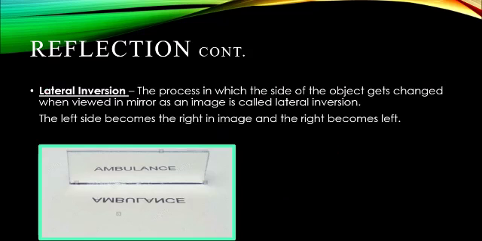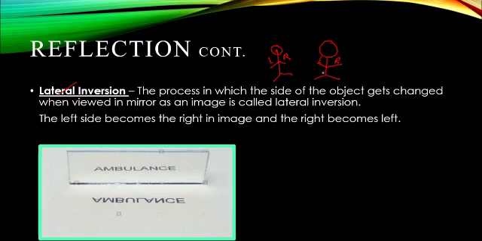Now students, we will learn the second important thing, which is known as lateral inversion. Lateral inversion is mainly about the right side of the object. Suppose this is the object, this is the right side of the object, and this is the left side of the object. In the case of the image, when it is laterally inverted, this side will become the left side and this side will become the right side.